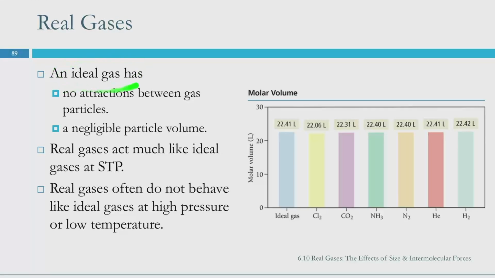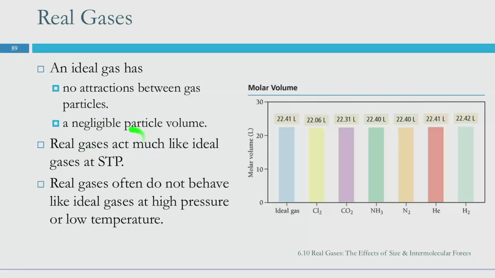So an ideal gas, for example, has no attractions between gas particles. Real gases do have attractions between gas particles. An ideal gas also has a negligible, aka zero, particle volume, so our particle volume is as small as could be possible. In the real world, our gases do actually take up a little bit of space. It's not a lot of space, they're still very small particles, but they do take up some space. And so with both of these, we can actually run into some issues.